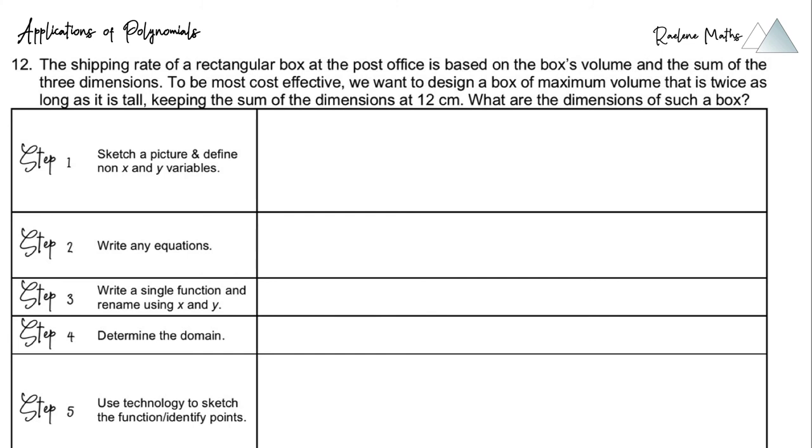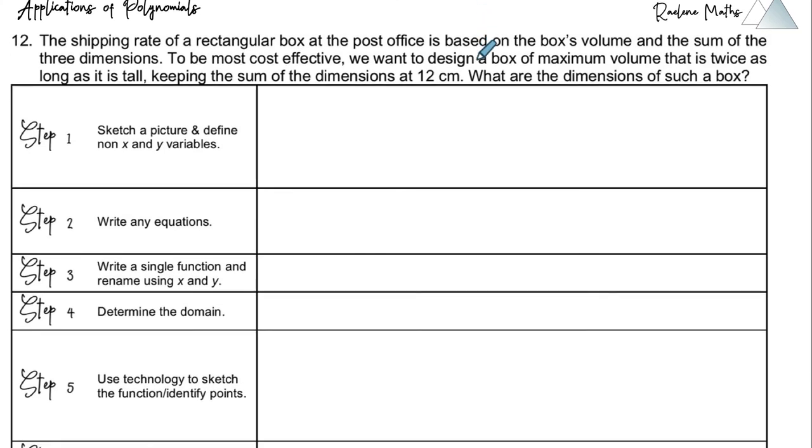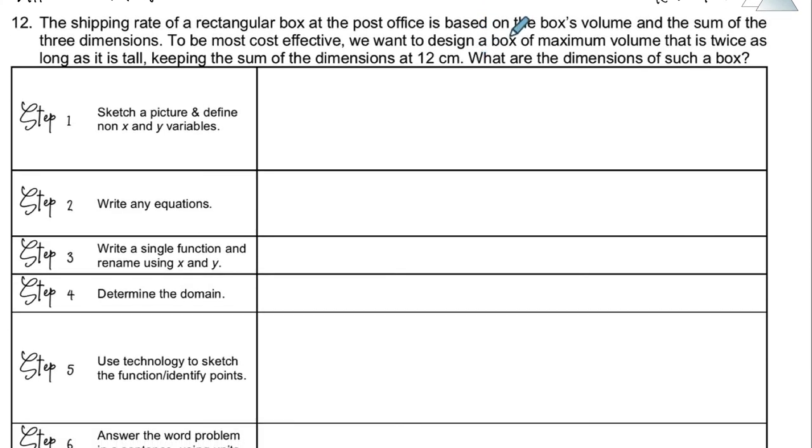Here we have a question that talks about the shipping rate of a rectangular box at the post office being based both on the box's volume and on the sum of the three dimensions. We want to keep the cost down, so we want to be cost effective. So we want to design a box that has the maximum volume. We want to be able to send as much stuff as possible.